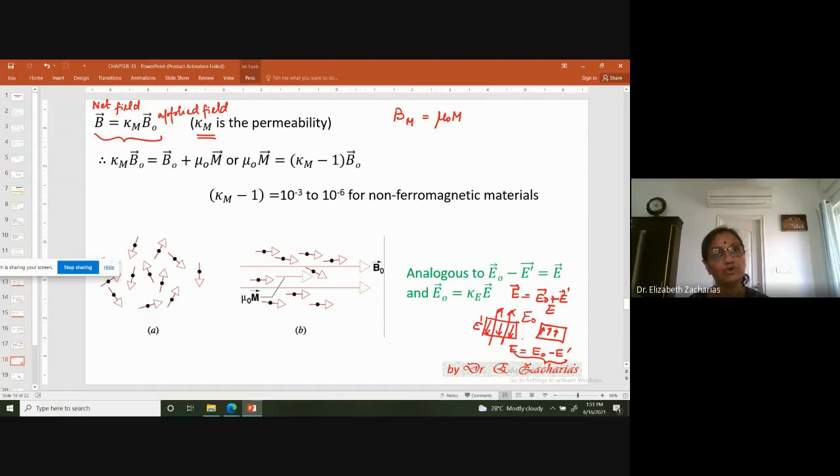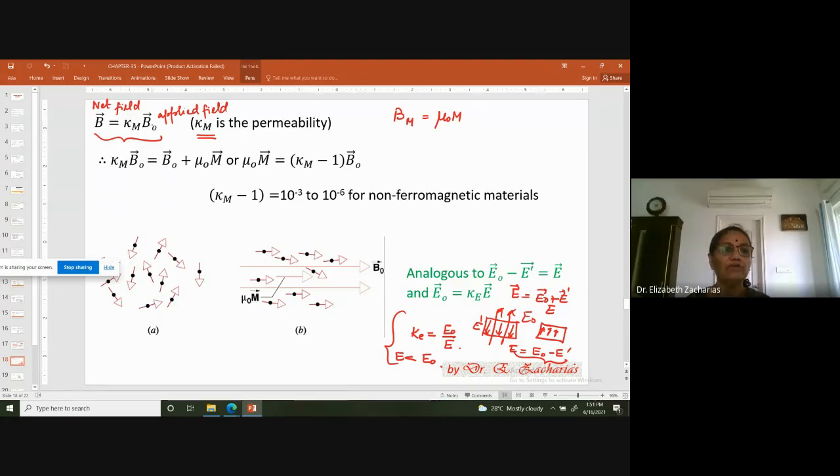There also you had kappa E. You had an equation for kappa E. Anyone can tell me? Kappa E was the applied field divided by the net field. And in the case of electrostatics, you always had E less than E naught. But coming to magnetization, if you make these comparisons, learning will be easy.